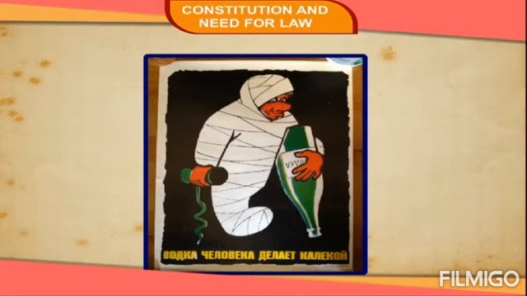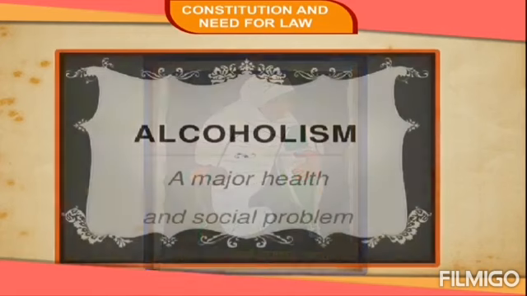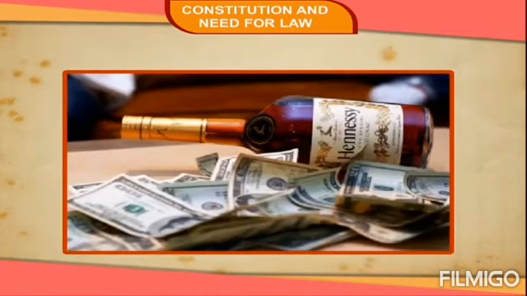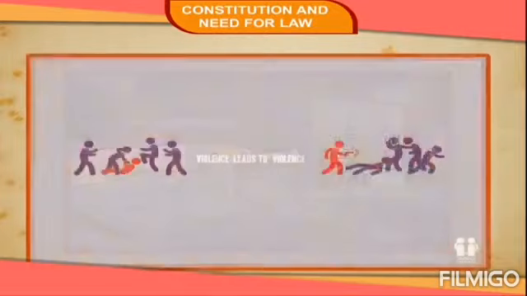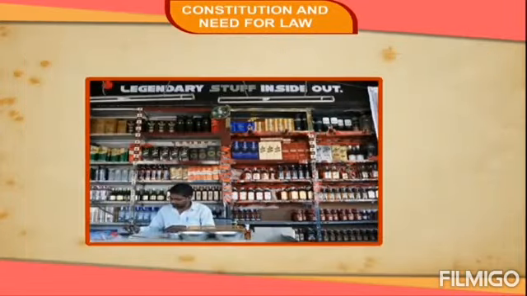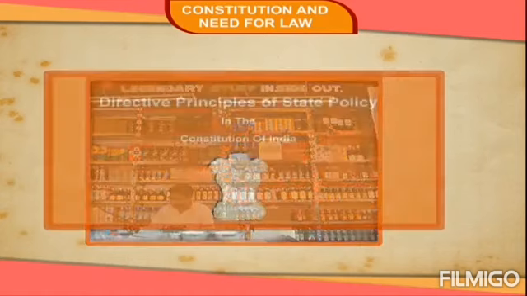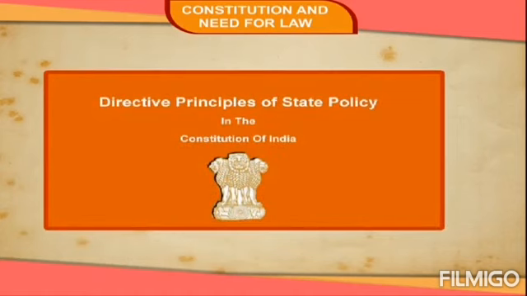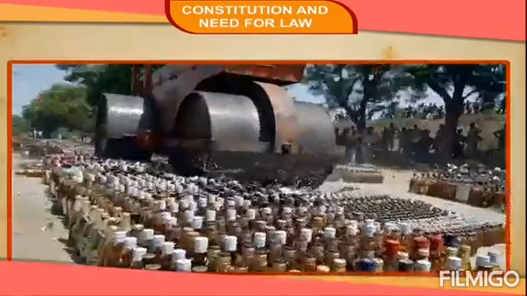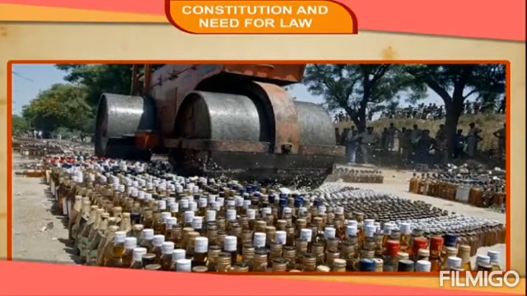Another example of dissent is the anti-liquor campaign. Consumption of alcohol is a major social problem. Instead of improving their living standards, people spend their money on liquor. It leads to violence and other anti-social activities. In order to curb it, the government has included prohibition of liquor as a part of the directive principles of state policy. Some states like Gujarat have imposed prohibition of liquor in their state.